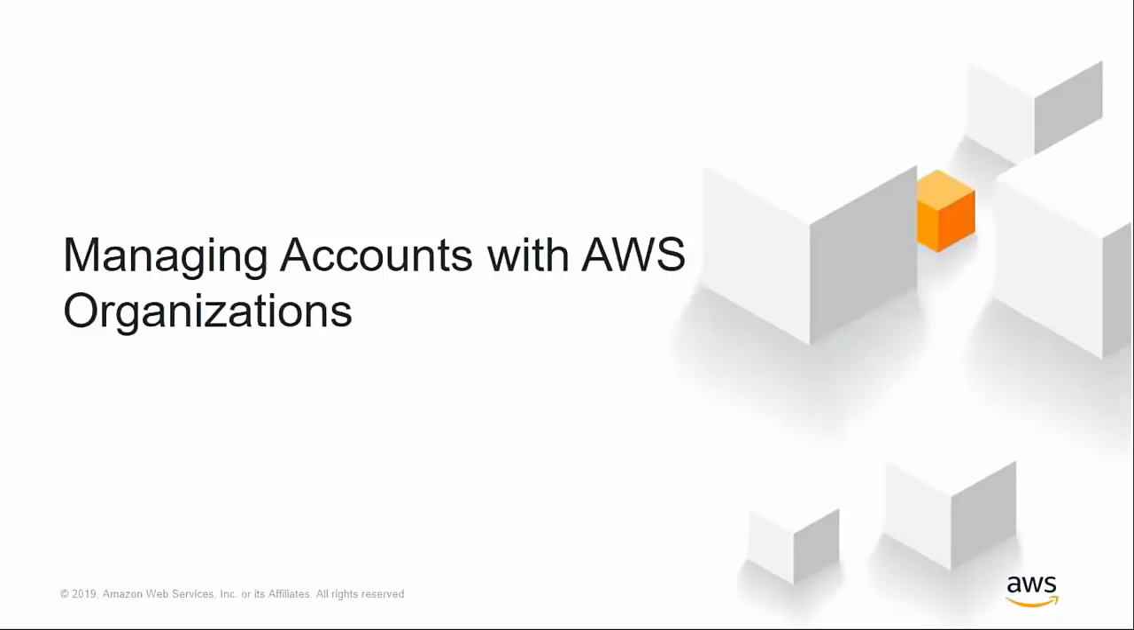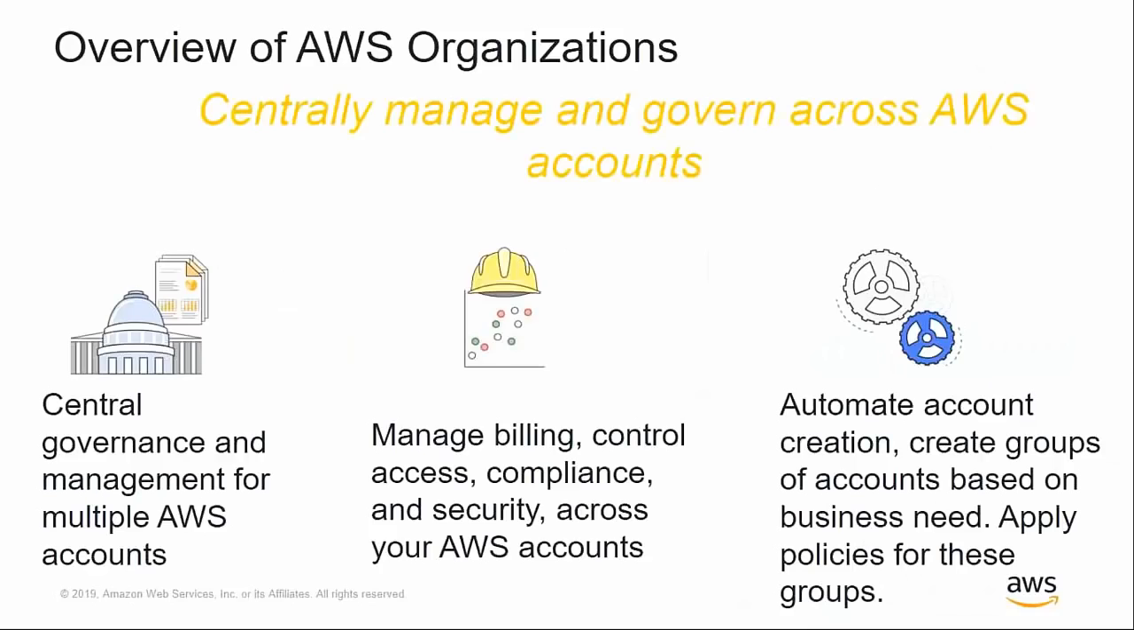So managing accounts with organizations. Organizations lets you centrally manage and govern accounts across your accounts. So a lot of things happening with organizations. One, it's central governance and management for multiple AWS accounts. I mean, you're talking even a few up to hundreds, sometimes thousands. Then with orgs, you can manage your billing, you can control access, which we'll talk about, some compliance things, security, a lot of features here to help support you in a multi-account management space. And then it also helps you automate account creation, create groups, organize your accounts, etc. So that's what organizations is and is growing.